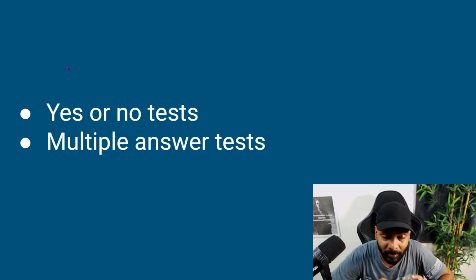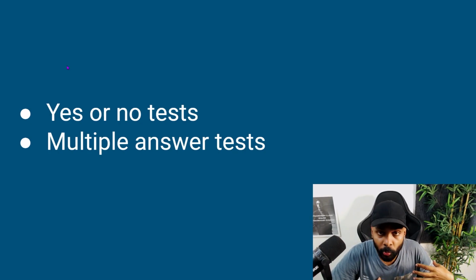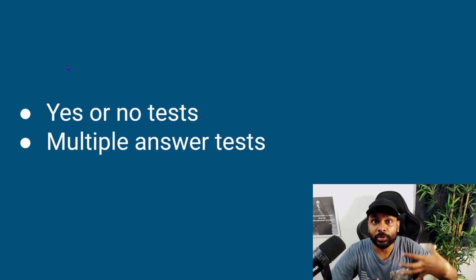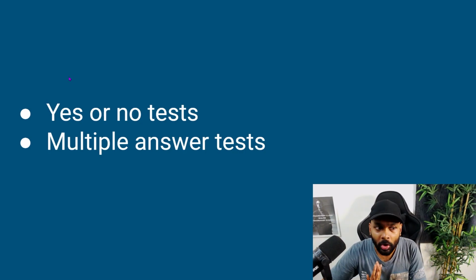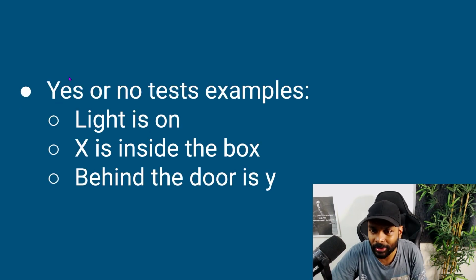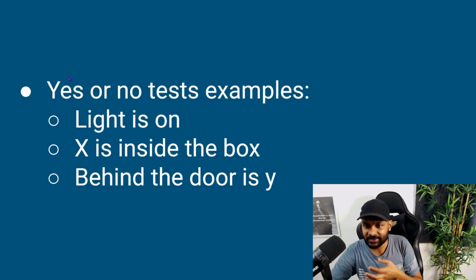But in the case of the multiple answer test, say water on the road, we don't have enough information to tell us if the idea is true, even though our test case came true. I'll talk about that in more detail, but let's look at examples of yes or no tests. So the light is on, the room is bright, whatever.